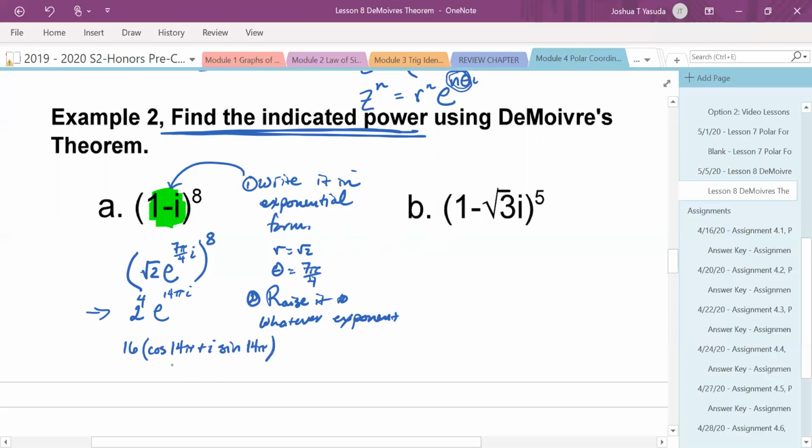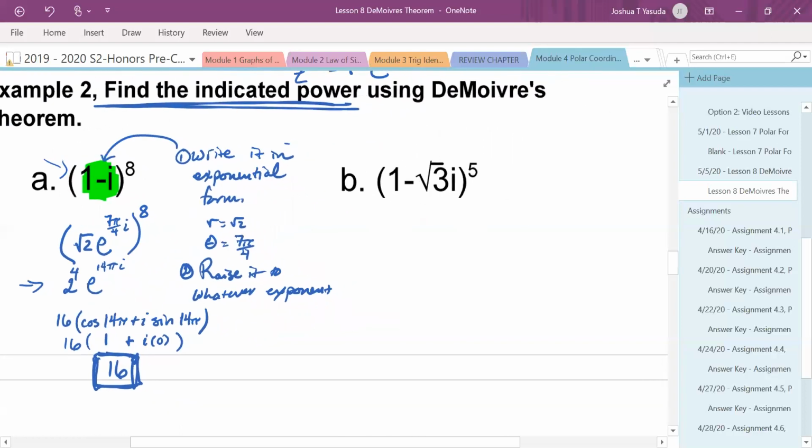We'll be using numbers that you could do without a calculator. 14 pi is 7 revolutions, which gets all the way back at 2 pi. So cosine would be 1, plus I times 0, which is just 0. So then it's just going to be 16. Wild. Look at that, kids. Isn't that crazy? A new exciting riddle you can give to your parents while in quarantine: ask them what (1 minus I) to the 8th is. Boom, 16.